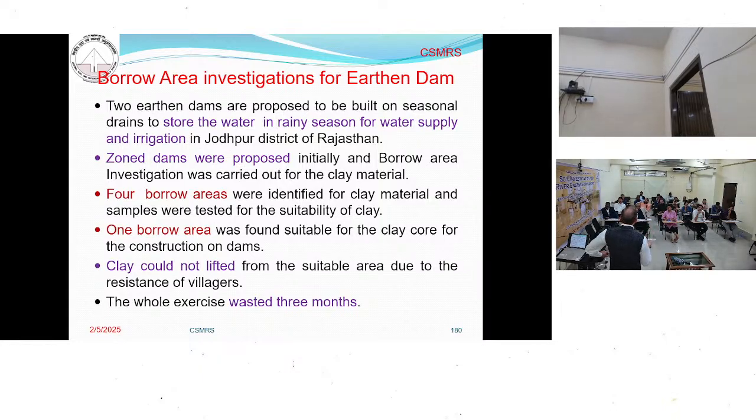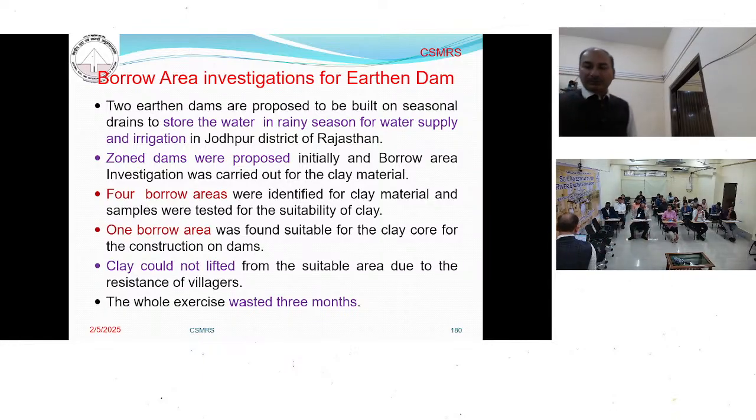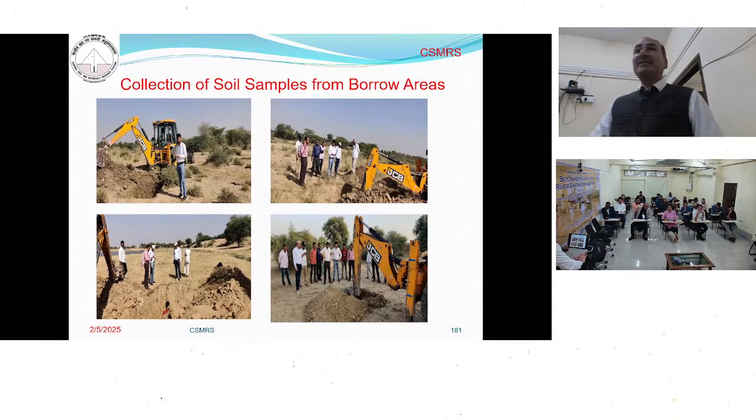Later on, there was pressure on the project people. They identified some more areas. In Rajasthan there are water bodies, and that water is used for drinking and for cattle. They said such clay is there, so you collect the sample from there. In that way, they identified four borrow areas, and the CSMRS team went there and collected the samples.